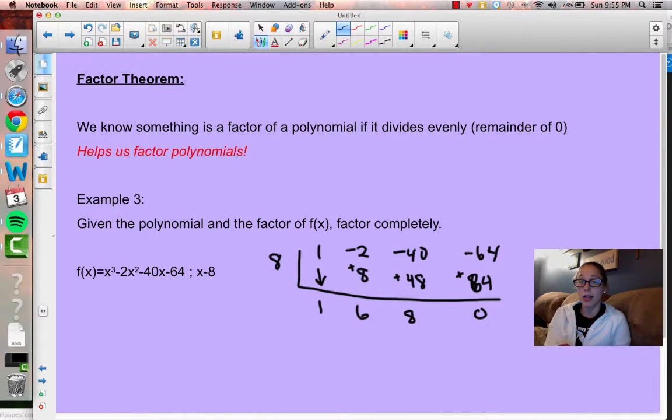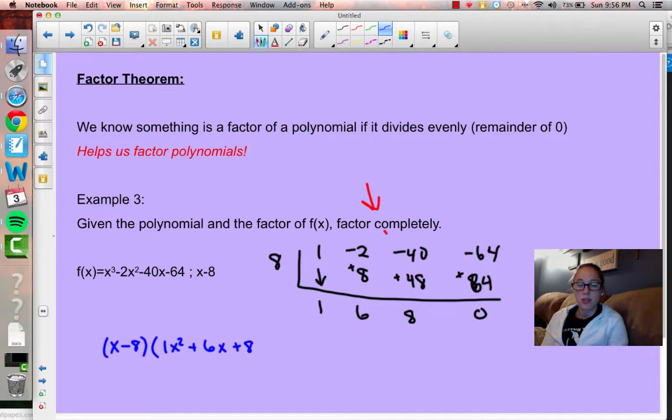Well, we're not done here because it says factor completely. That's important. So what we're going to do, just like the last example, is write our equation. And I'm also going to bring down this x minus 8 that we divided by. So we've got this x minus 8 that we just used, and I'm going to use the rest of my coefficients here to write my other equation. Now it was an x cubed, so we're going to go down a degree, so this becomes 1x squared, and then plus 6x, and then plus 8.